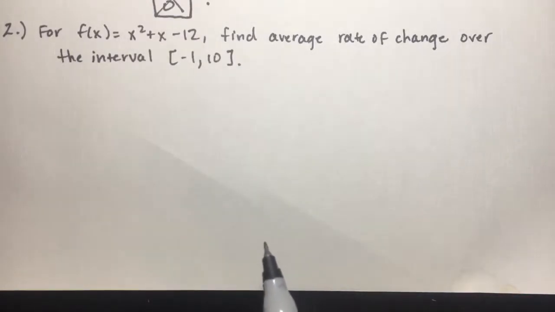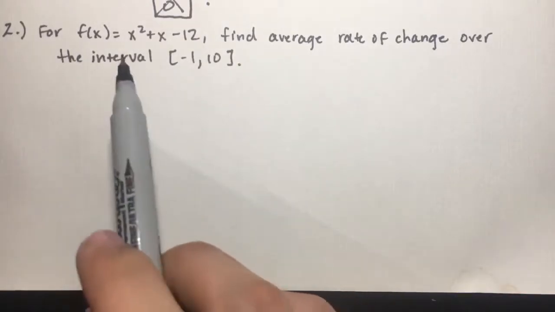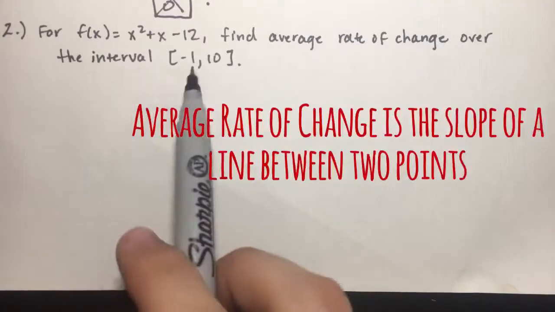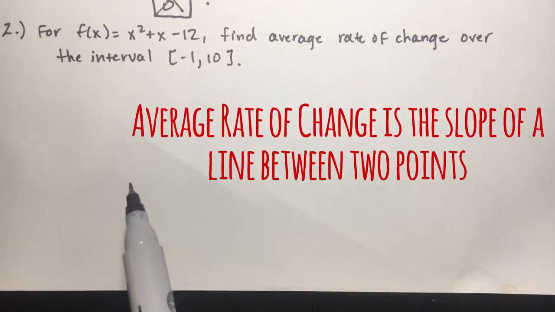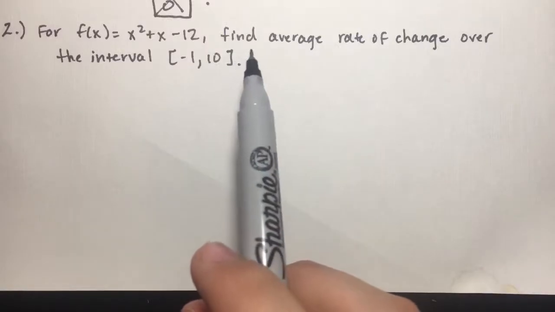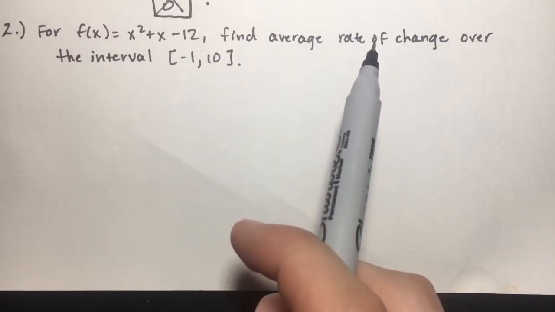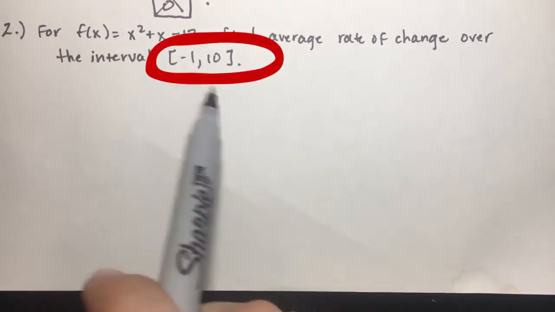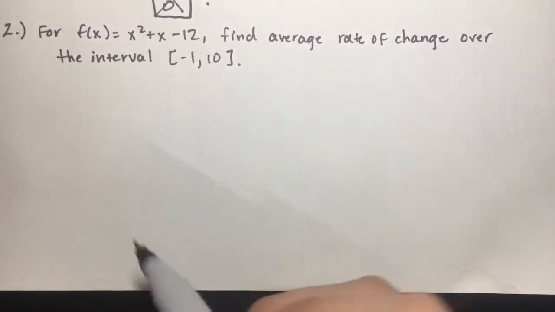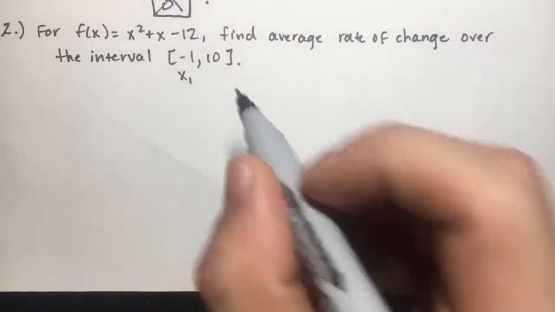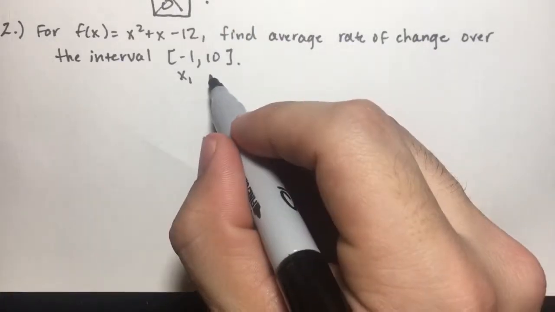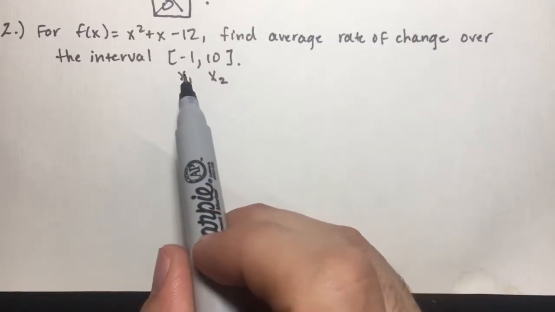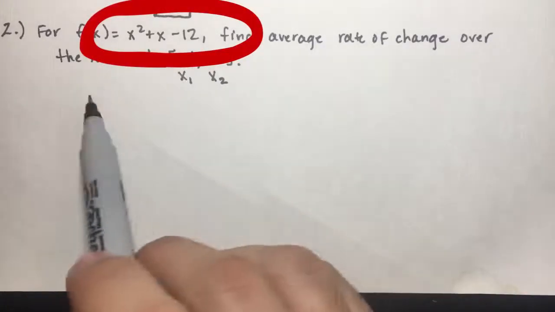Alright, question 2 states that for f of x equal to x squared plus x minus 12, find the average rate of change over the interval -1 and 10. Alright, so we're looking for the average rate of change for this function at these 2 points. So since these are two separate x values, I'm going to go ahead and label them as such. We'll label -1 as x1 and 10 as x2. Because what we're going to end up doing is plugging these values into the function and getting a y output.